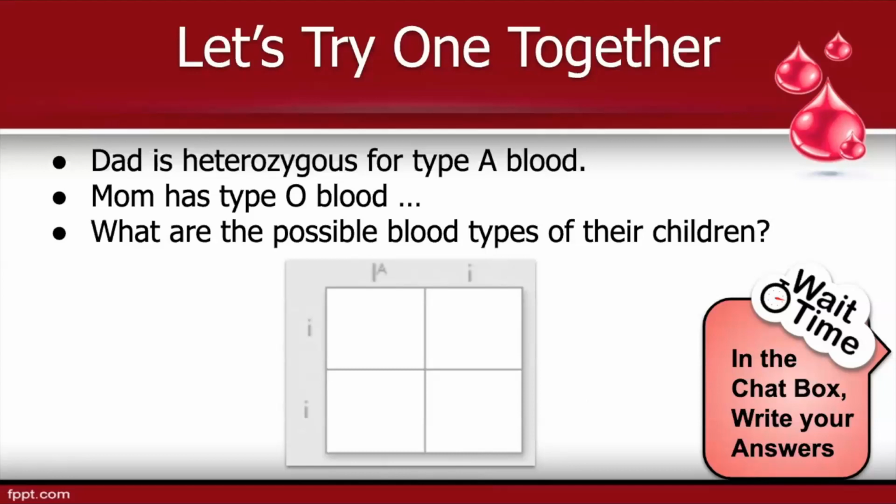So type in the chat box, what type of blood will their children have? Bring dad's alleles down, mom's alleles across. Some will have type A and the others type O. Good, okay, and 50% for the others. Okay, so we understand how to do this.